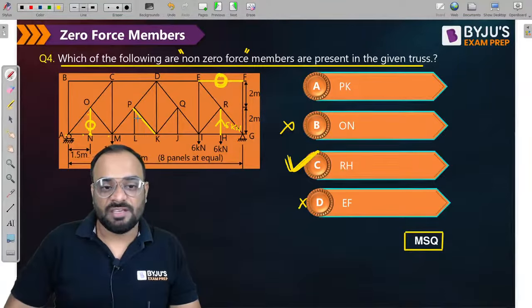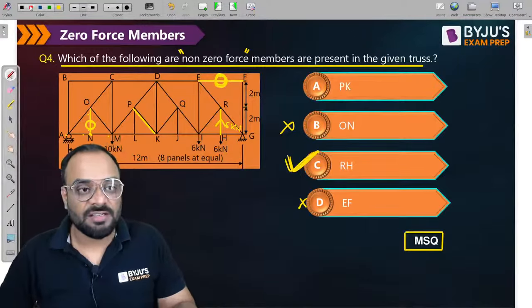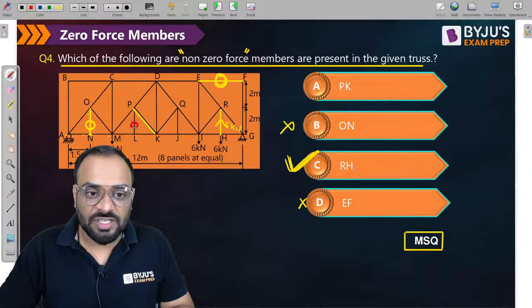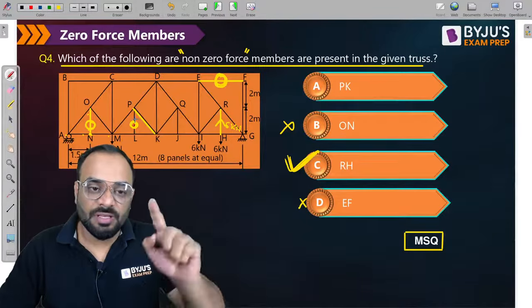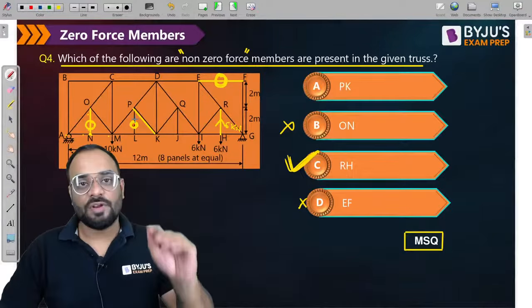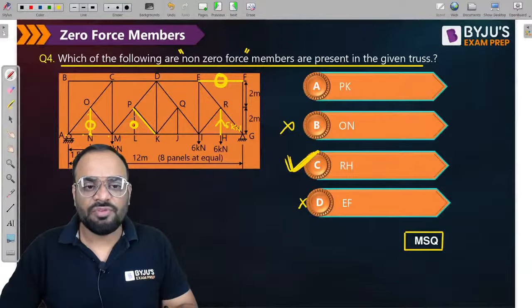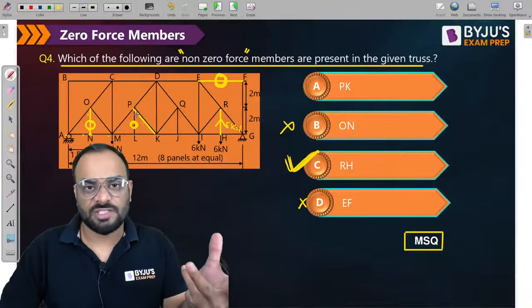Next one is PK. Now for PK, let's understand how we can find out the value for this. First, this one is a zero force member. This PL will be a zero force member. Now kindly remove it for temporary purpose of analysis, right? First, I will remove this member for further analysis.